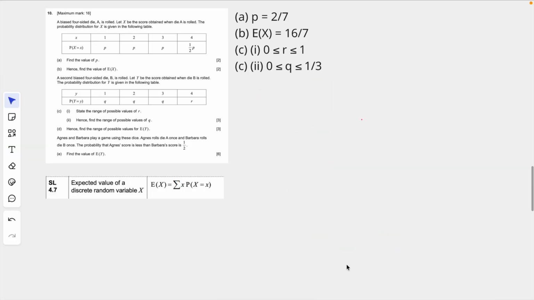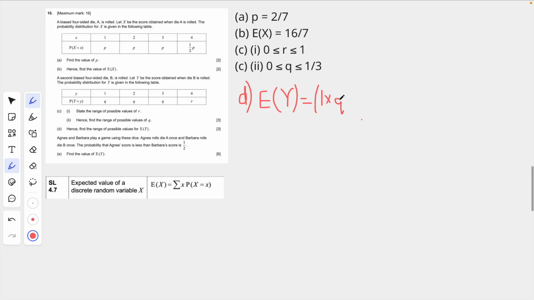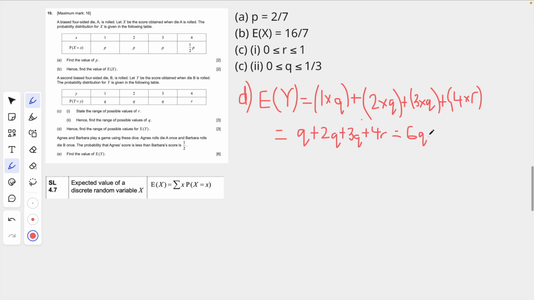Part D asks to find the expected value of Y. Similarly to how we computed the expected value of X in Part B, we can multiply all the possible values with their respective probabilities in the table, so we get 1 times Q, plus 2 times Q, plus 3 times Q, plus 4 times R, which simplifies to 6Q plus 4R.